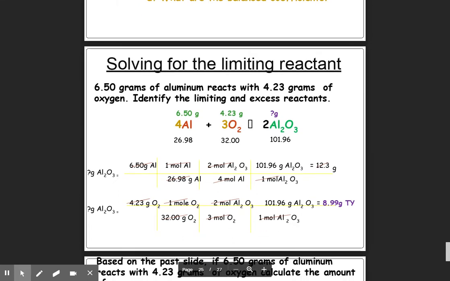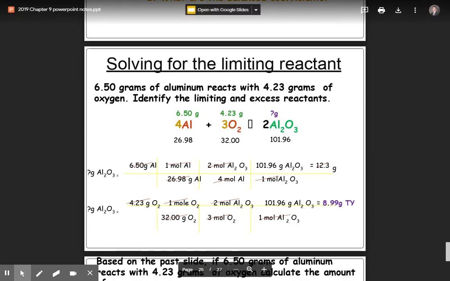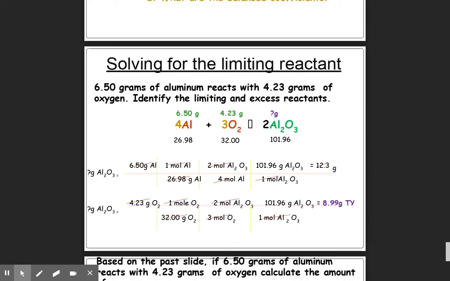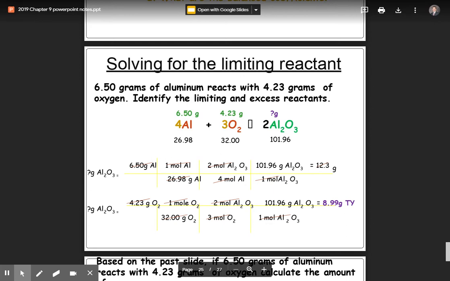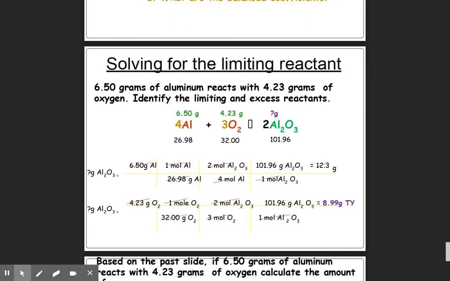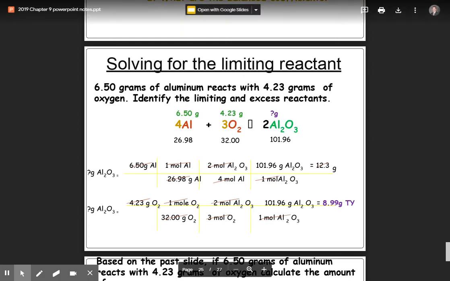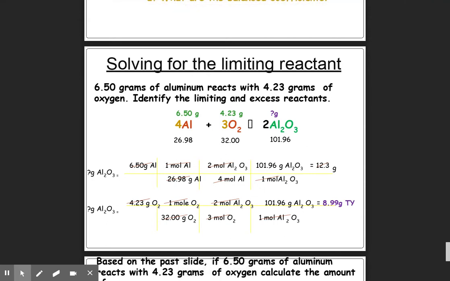Okay, now that you're back, hopefully your work looks like this. You have 6.5 grams of aluminum. You convert from grams of aluminum to moles of aluminum, moles of aluminum to moles of aluminum oxide, and moles of aluminum oxide to grams of aluminum oxide, and got 12.3 grams of product. So this is saying that if aluminum is what limits my reaction, I can make 12.3 grams of product.